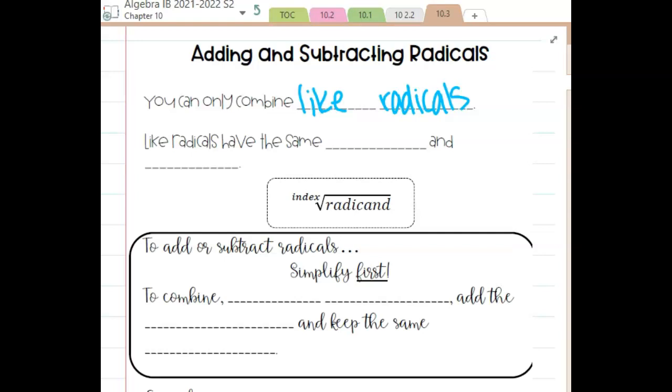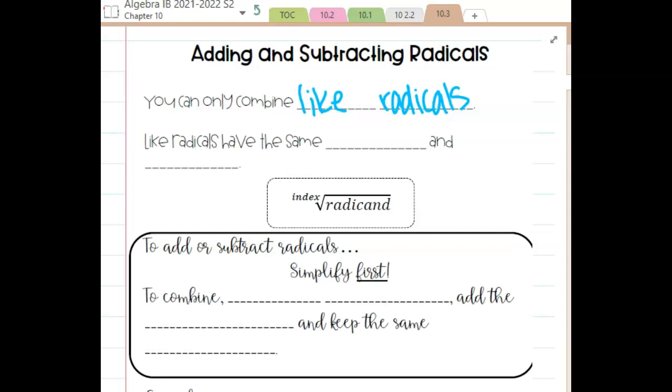Now I say that hopefully that sounds kind of familiar because all year and last year in Algebra 1A, you guys learned that we can only combine like terms, right? You could combine a 2x and a 3x, but you could not combine a 2x and a 3y because the x and the y, those are not like terms. What we're going to find out is that like radicals are going to be along similar lines here.